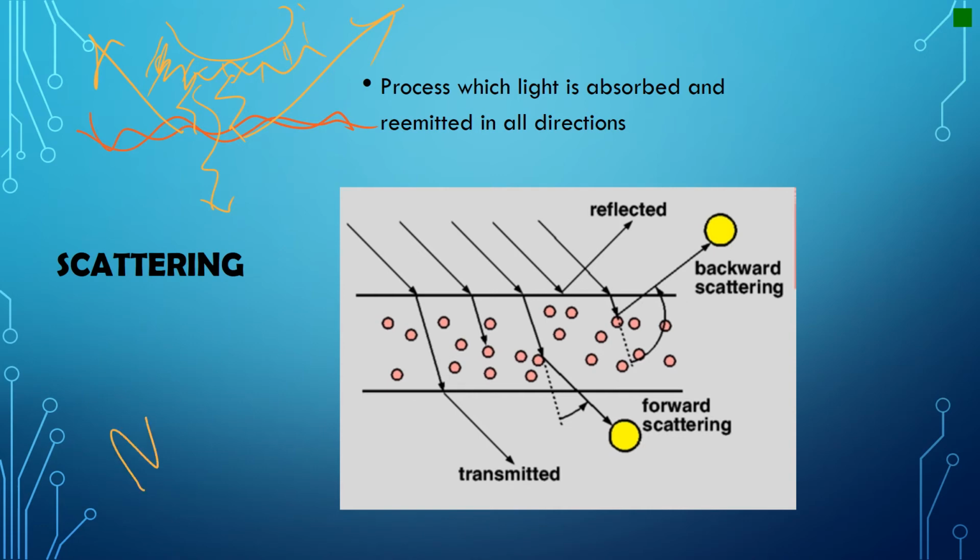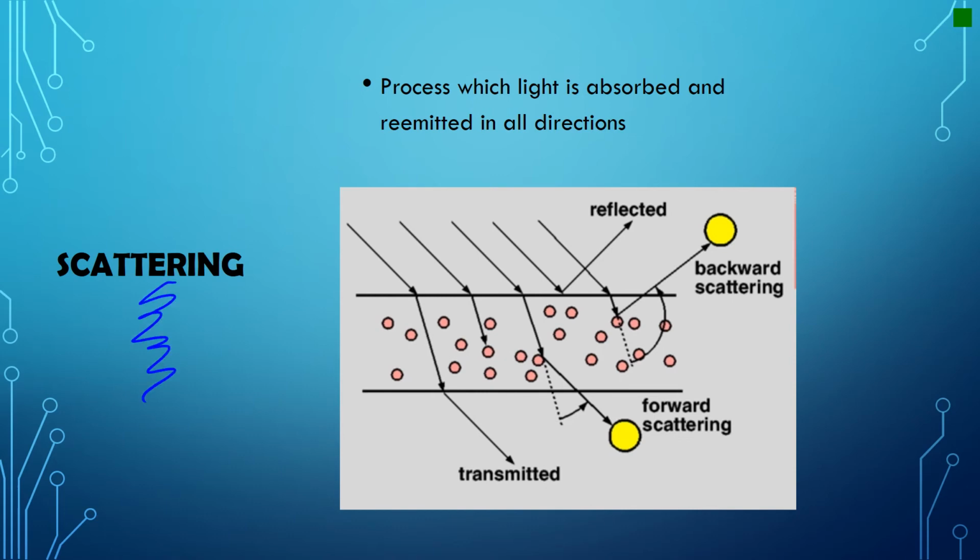The smaller the wavelength, the easier it is to be scattered. It's easier to get scattered because, let's say I have a blue wavelength versus a red wavelength, and let's say I have some gas particles.